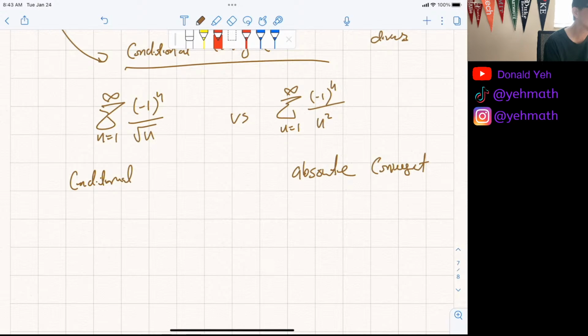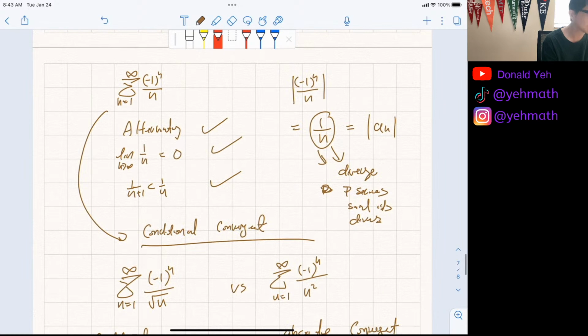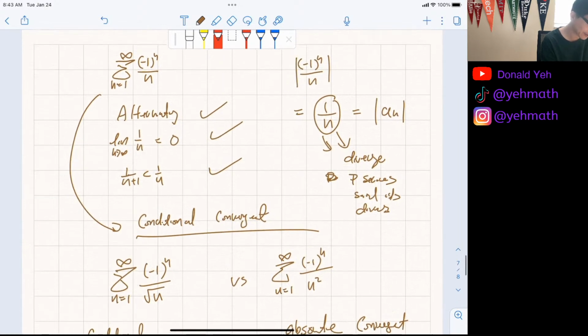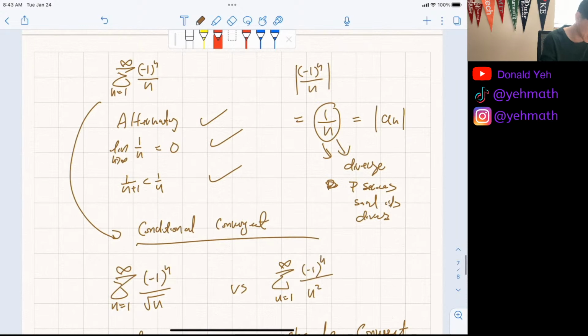Are we going to have to state the conditions? Like, we know it's conditionally convergent, do we have to say why? You have to write down all the reasons. Is it alternating? Yes. Is the limit as n approaches infinity equal to 0? Yes. Is 1 over n plus 1 less than 1 over n? Yes. So it converges here, but if you take the absolute value of it and find that it diverges, then it's conditionally convergent. Now, if this part also converges, then it's absolutely convergent.